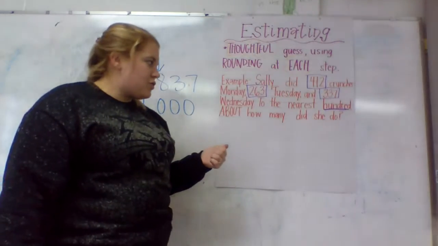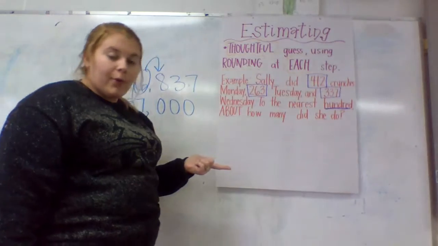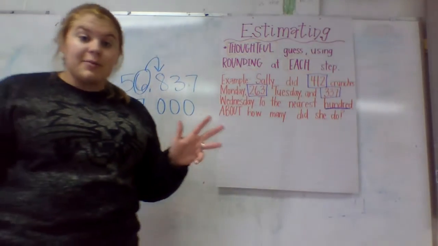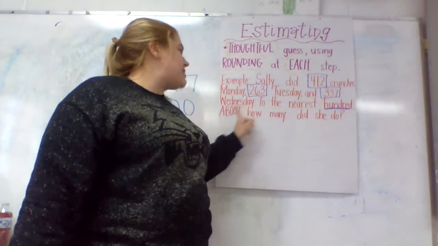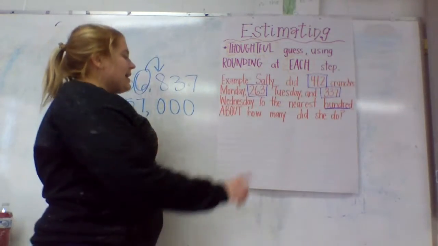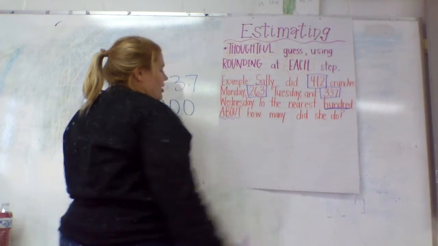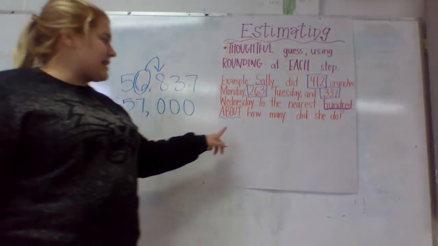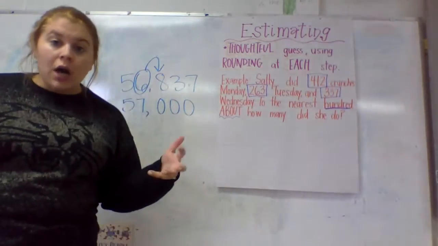So I know my numbers. I know what place I am going to. Now I need to decide what operation. Am I adding, subtracting, multiplying, or dividing? So she did this many Monday, this many Tuesday, this many Wednesday. It says about. This word about lets me know that it's an estimation, that I'm not finding an exact answer. How many did she do? So I want to know a total.